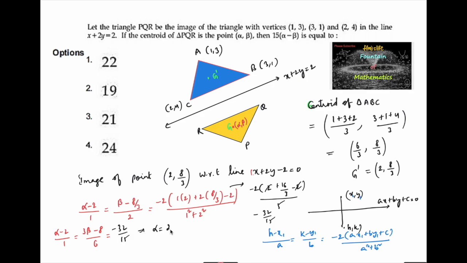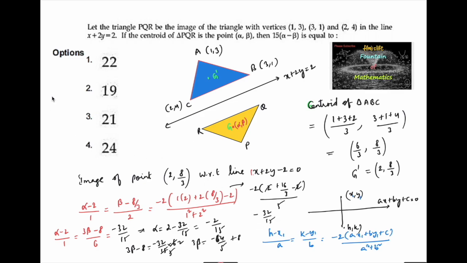So alpha is equal to 2 minus 32 by 15, that is 15 twos are 30 minus 32, that is minus 2 divided by 15. Similarly, 3 beta minus 8 is equal to minus 32 by 15 into 6. So here 3 twos, 3 fives, and again plus 8, we can write 3 beta is equal to minus 64 divided by 5 plus 8.